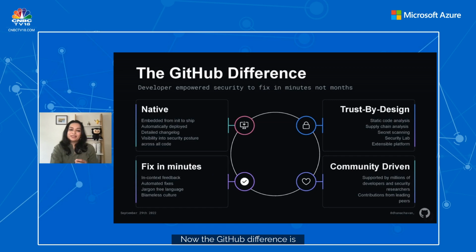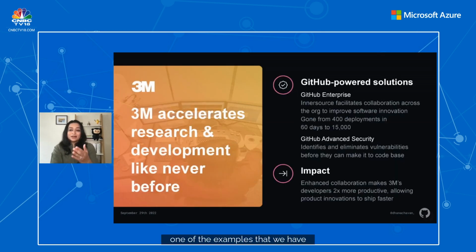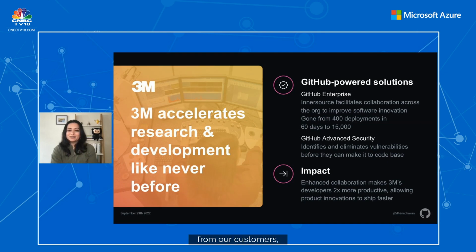Now, the GitHub difference is that all of these findings that we find here, being native, fixing in minutes, trusting by design, and being community-driven, is scaled. So we get the wisdom of millions of developers on our platform and help it to use you and your teams. Now, this is one of the examples that we have from our customers where 3M accelerates research and development using GitHub.